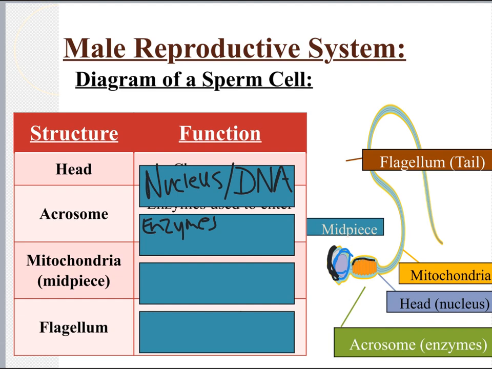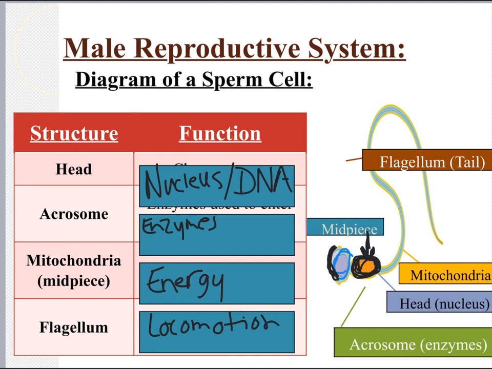Mitochondria, midpiece, that's here. We all know by now that the mitochondria is responsible for making energy. That's what it's for. The tons of mitochondria in the midpiece provide energy for the flagellum, or tail, to move. So this energy coming from the midpiece causes the tail to whip back and forth, allowing the sperm cell to actually swim.